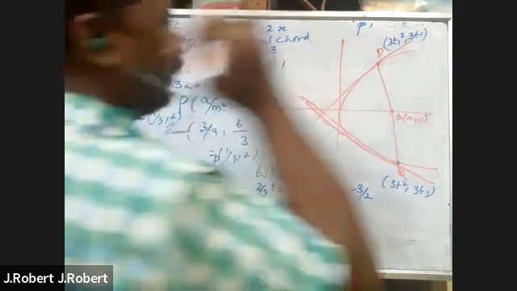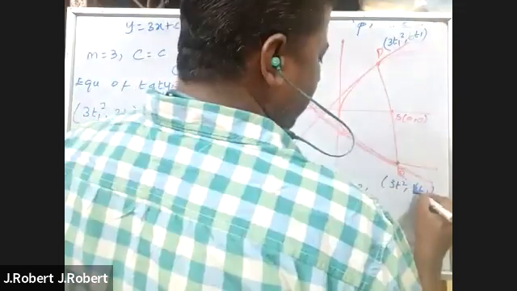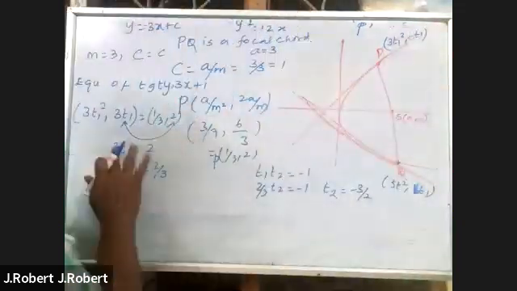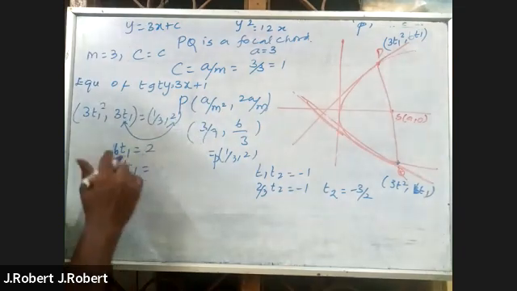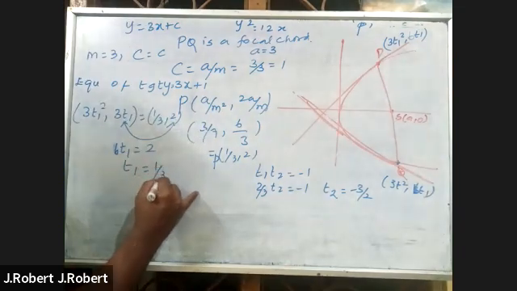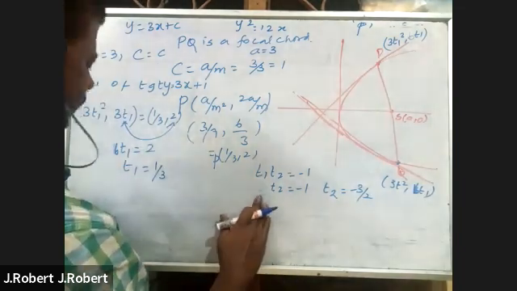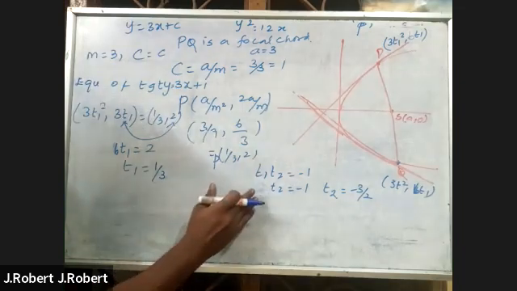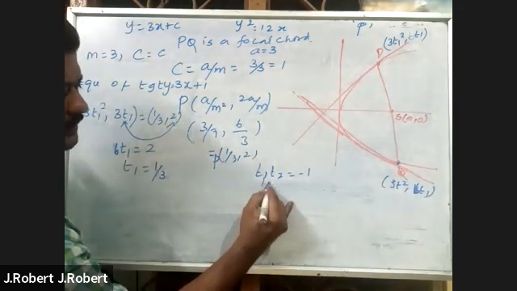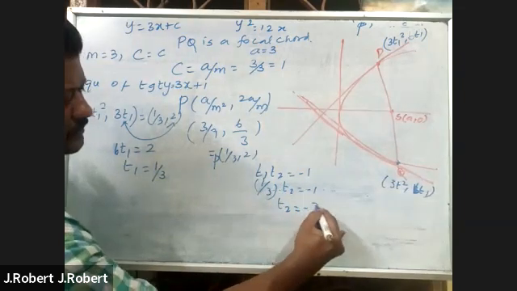Sorry, it will come as 6. 2 into 3 is 6, we'll get 6 here. Above we'll get 2 by 6 which is equal to 1 by 3. I'm very sorry, 1 by 3. We'll get T1 is equal to 1 by 3. Our T1 is equal to 1 by 3, then T2 is equal to -3.